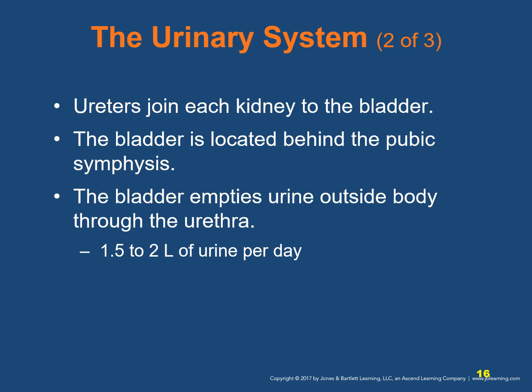In the male, the urethra passes from the anterior base of the bladder through the penis. In females, the urethra opens at the front of the vagina, and normal adults, men and women, form 1.5 to 2 liters of urine per day on average.